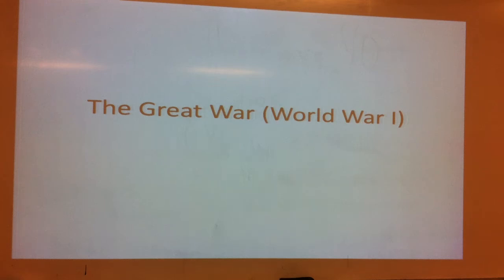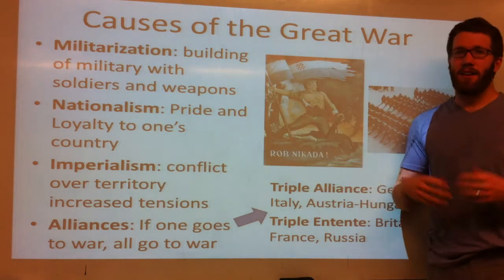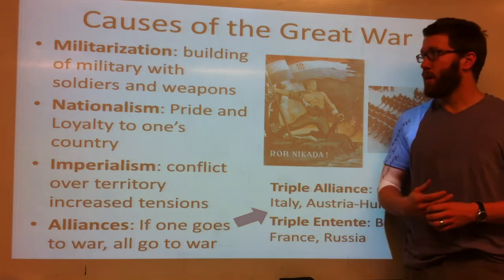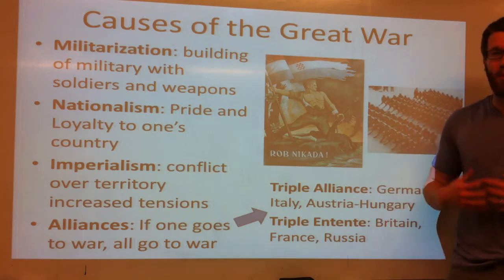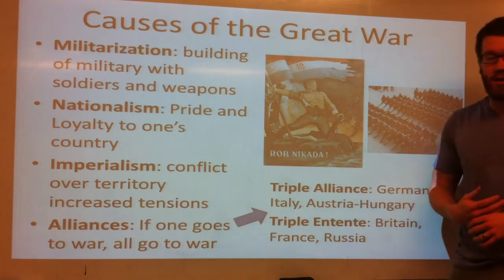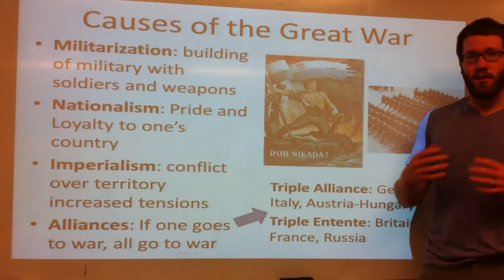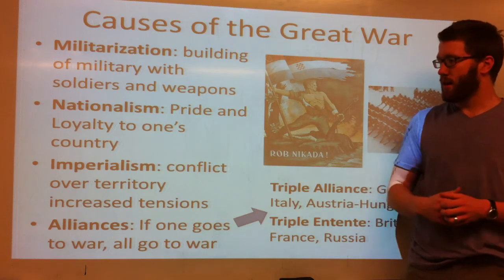All right, today we're going to be talking about the Great War, which is later called World War I. The causes of the Great War were basically five causes. The first one is militarization, that European countries around the world were building up their militaries, very large armies, and developing new weapons. You also have nationalism, where the people in European countries were extremely prideful and loyal to their country. Imperialism is another one. That conflict over the colonial territories was increasing the tensions and leading up to the conflict.